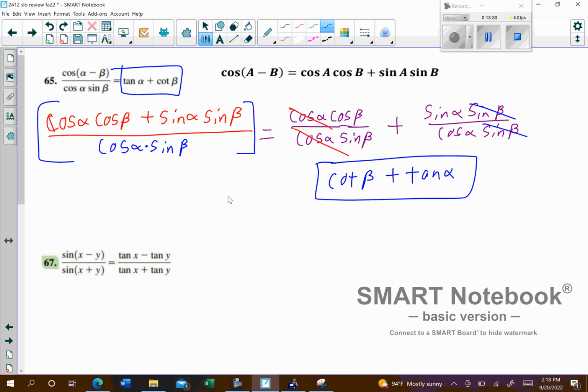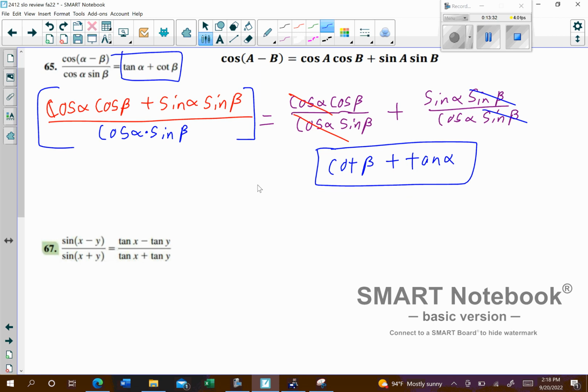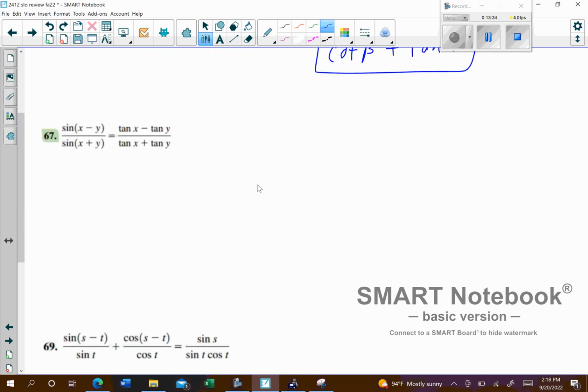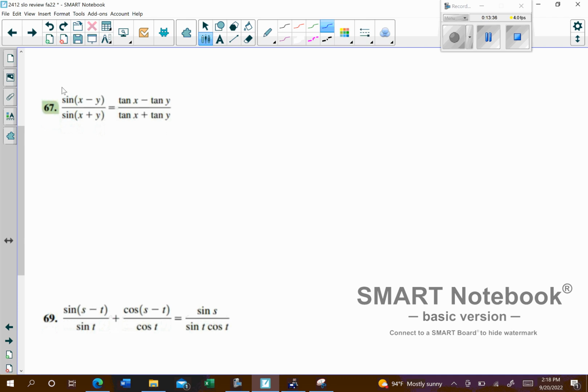This next one is kind of similar to this. There might be little tricks we have to do to complete it, but we've got sine of the difference of two angles divided by sine of the sum of two angles, which is equivalent to tangent of x minus tangent of y divided by tangent of x plus tangent of y. Be careful, these are not sum and difference ones with the tangent. Those are just normal tangents being added and subtracted.